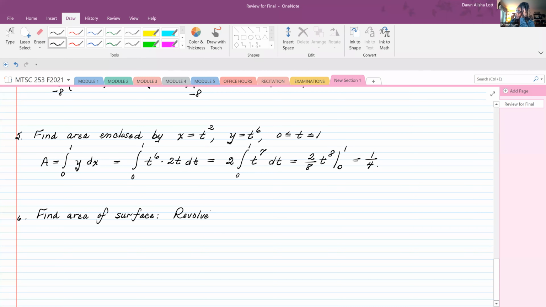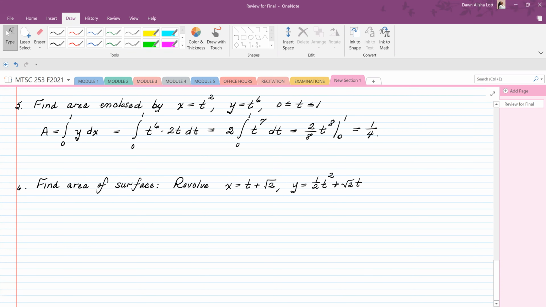What's the curve? X is equal to t plus the square root of 2. And then y is equal to 1/2 t squared plus the square root of 2 times t. The t is outside, right? And then the range is from negative square root of 2 less than or equal to t less than or equal to square root of 2, about the y-axis.